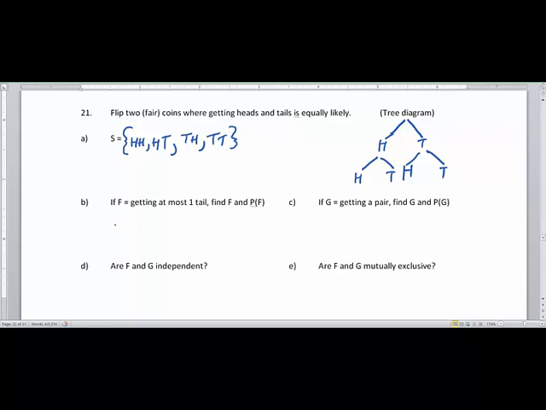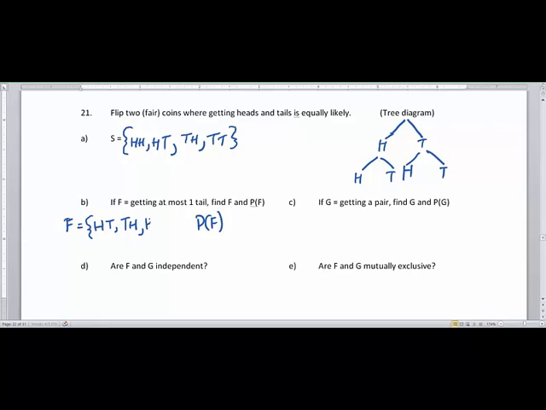So, let's look at F, getting at most 1 tail. Let's find the set F, and let's find the probability of F. So, set F would be getting at most 1 tail. Now, a lot of you are going to pick this one right away, heads, tails, right? And then you're going to pick tails, heads, because that is getting at most 1 tail. Obviously, you wouldn't pick tails, tails, because that would be 2 tails.